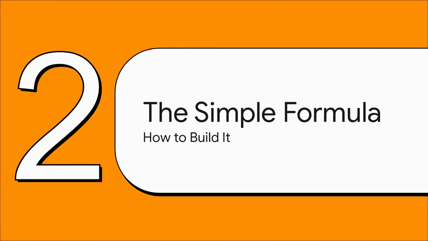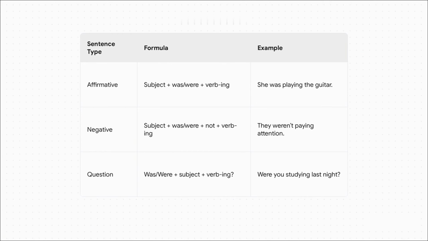Let's break down the formula. It's not scary, I promise. The formula itself is incredibly straightforward. I mean, really. For a positive statement, you just need your subject, then was or were, and the verb with ing tacked on the end. She was playing the guitar.